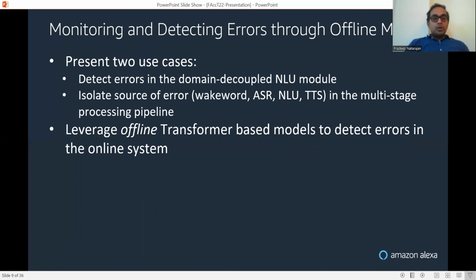So I'm going to present two use cases in this talk for monitoring and detecting errors in our online system through offline models. The first use case focuses on detecting errors in the domain decoupled NLU model that I'm going to describe next. And the second use case focuses on isolating sources of error, like whether it's the wake word or the ASR or NLU or TTS that resulted in an error in the multi-stage processing pipeline. In both of these cases, we are going to leverage offline transformer-based models to detect errors in the online system.